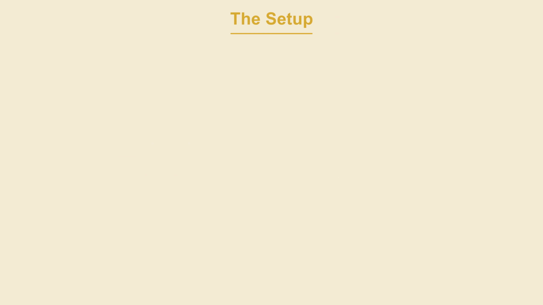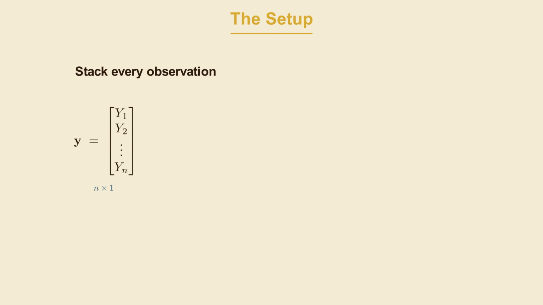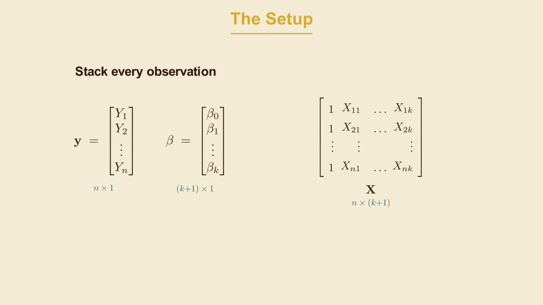So here's the setup. Stack every observation on top of each other. The outcome becomes a single column vector, and we're going to call that y. And here y has one row per observation. The coefficients then become a column vector too, which we're going to call beta, with the intercept on top followed by each of the slopes. Then the explanatory variables are going to go into a matrix which we're going to call X, the design matrix.